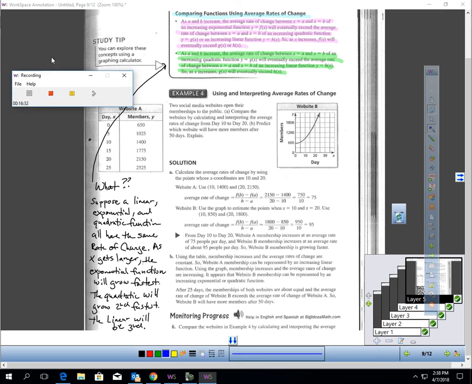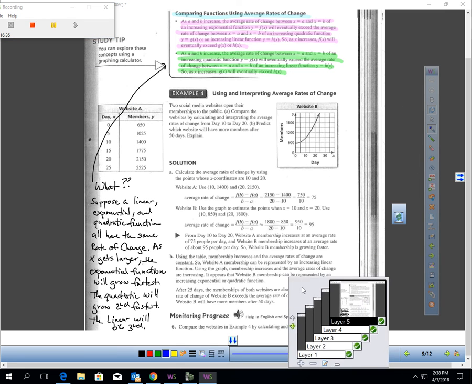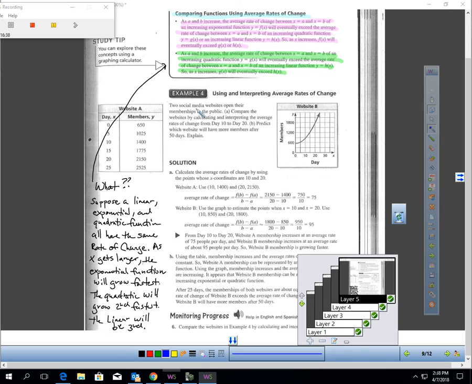Okay, let's practice figuring out the rate of change, and here's a sample problem. Two social media websites open their membership to the public. Compare the websites by calculating and interpreting the average rates of change from day 10 to day 20. So let's do that first. Let's go to website A. Here's day 10, here's day 20.